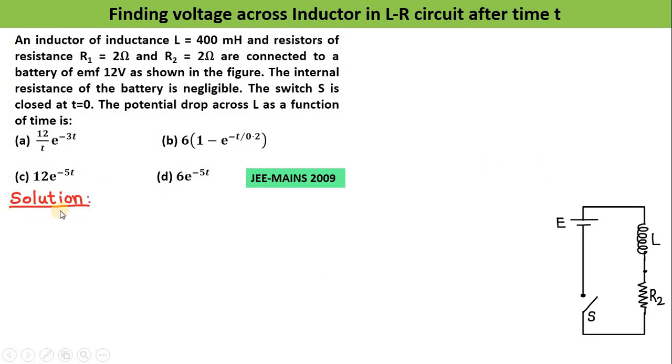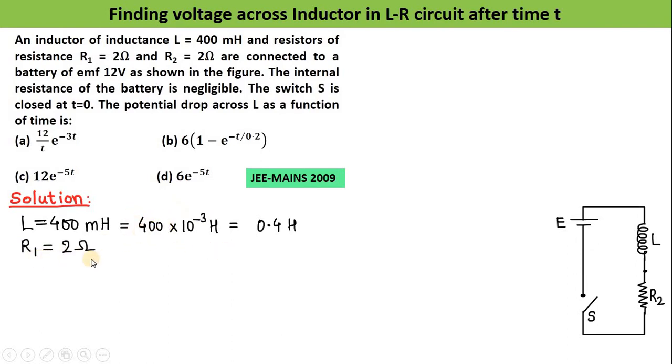So start writing the solution like this. Firstly, we will write down the data given in the question. Inductance is 400 millihenry. Milli means 10 to the power minus 3. So therefore 400 into 10 power minus 3 Henry, which will become 0.4 Henries. 10 power minus 3 means we have to shift 3 places of decimal till here.